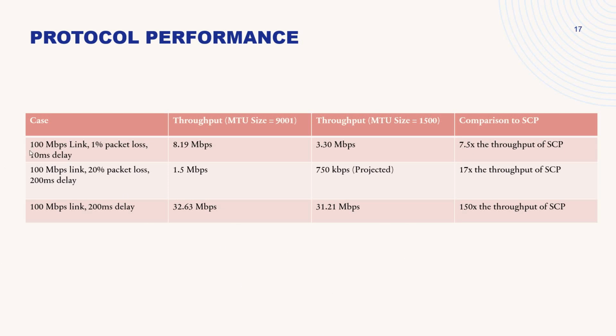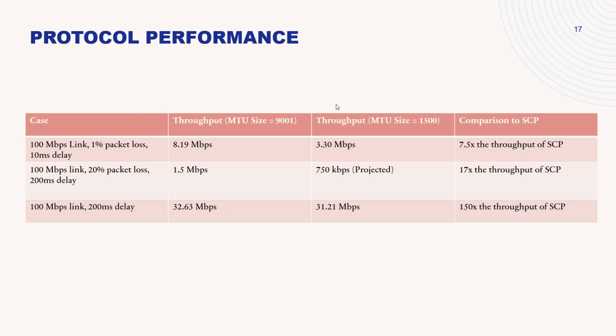And let's look at the next situation where we have a 100 Mbps link, 1% packet loss, and 10 milliseconds delay. In this situation, because of the packet loss, we are doing more retransmissions, and because of that our throughput reduces, but still our performance is 7.5 times the throughput of SCP in this case.